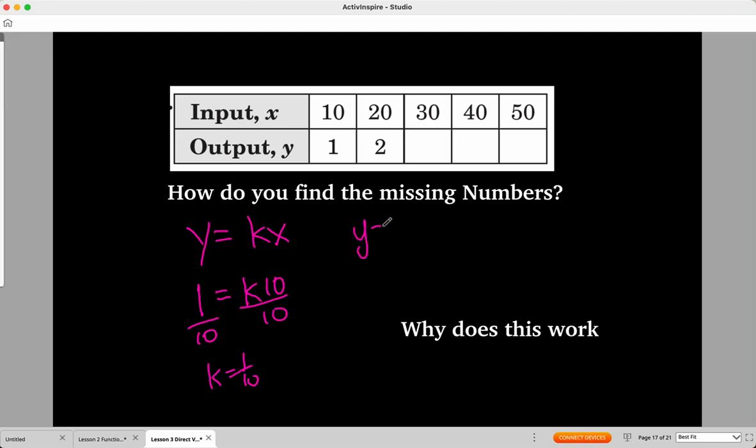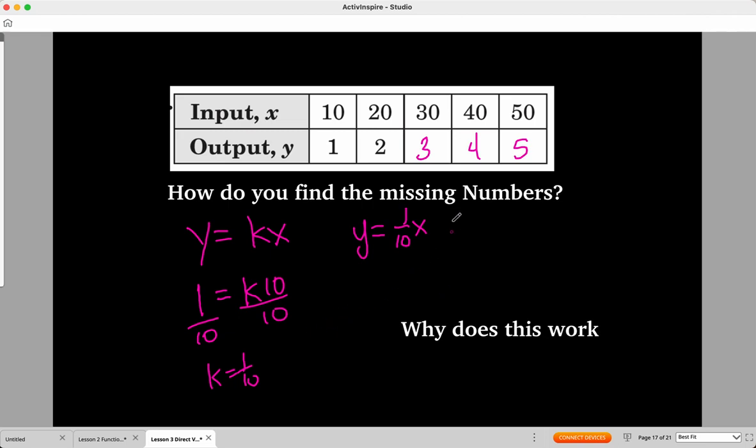So if y equals 1/10 x, can I figure this out? Yep, 1/10 of 30 is 3, 1/10 of 40 is 4, 1/10 of 50 is 5. Why did that work? Because we can use multiplication.